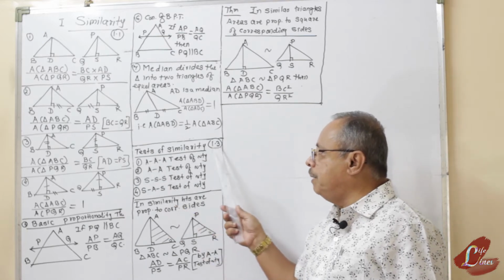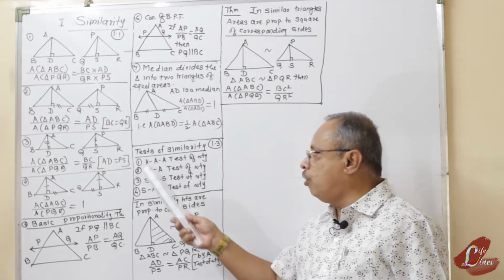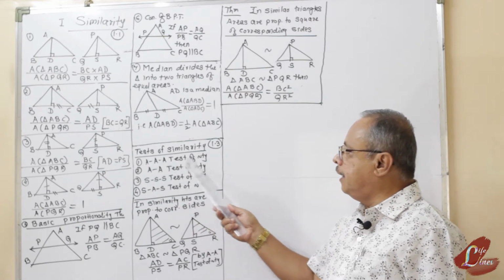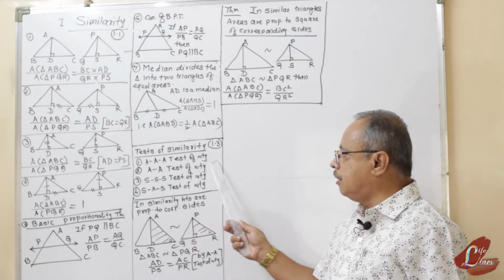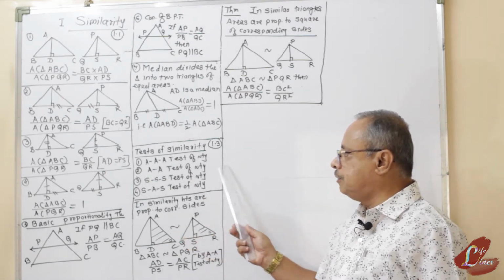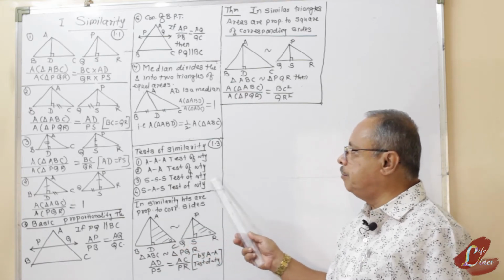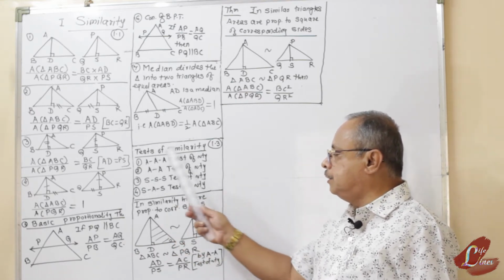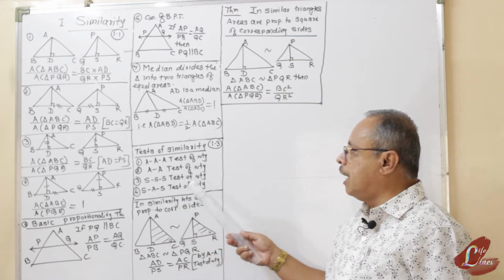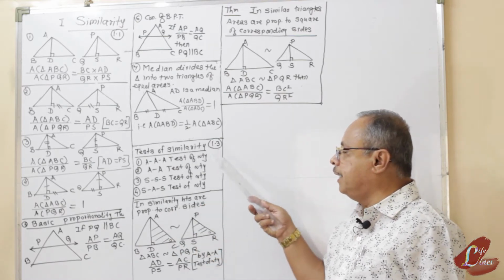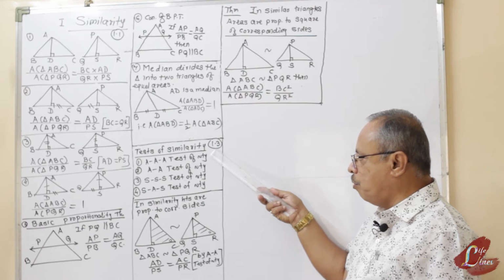Now, tests of similarity. We have four tests of similarity, that is AAA test of similarity, AA test of similarity, SSS test of similarity, SAS test of similarity. All the properties and all the examples which are based on these tests of similarity are in exercise 1.3.